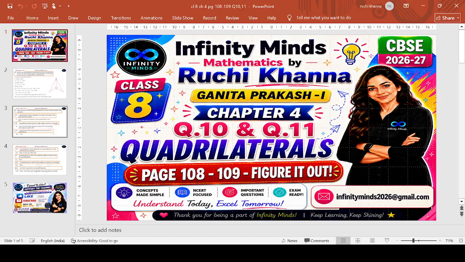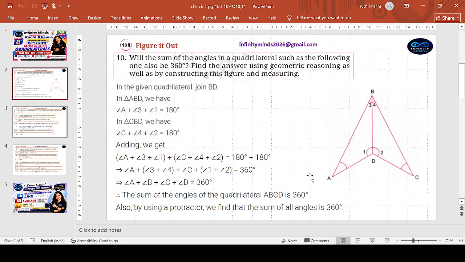Today we shall be taking up the last two questions, question number 10 and question number 11 of the chapter Quadrilaterals. It is there on page 108 and 109 as Figure it Out. So let us begin. Question number 10 says, will the sum of the angles of a quadrilateral such as the following one also be 360 degrees? Find the answer using geometric reasoning as well as by constructing this figure and measuring.